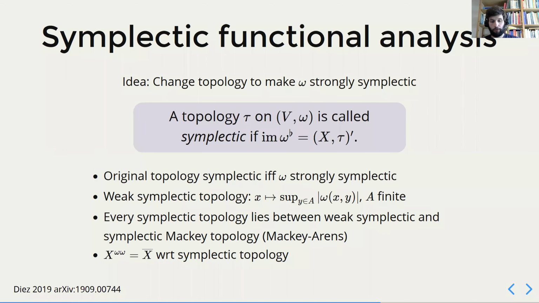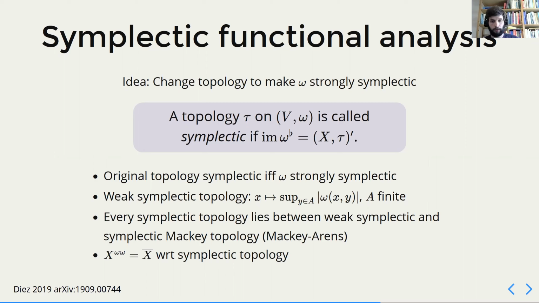And the so-called bipolar theorem tends to tell you then that a double symplectic orthogonal is given as the closure of the subspace that you took with respect to an arbitrary symplectic topology. So all of these symplectic topologies also have the same closure of linear spaces. So it doesn't matter which symplectic topology you choose there for the closure.